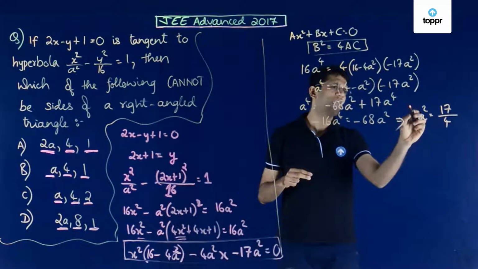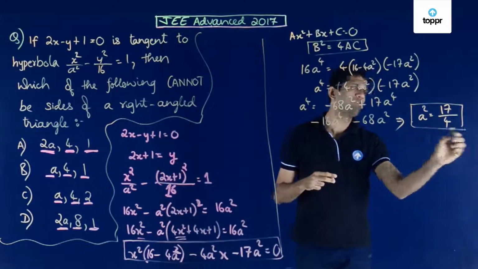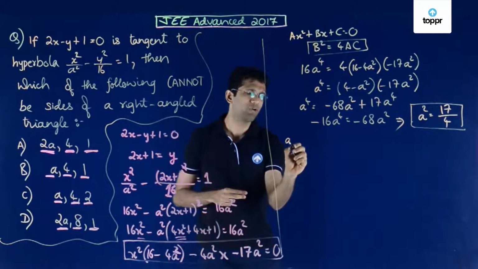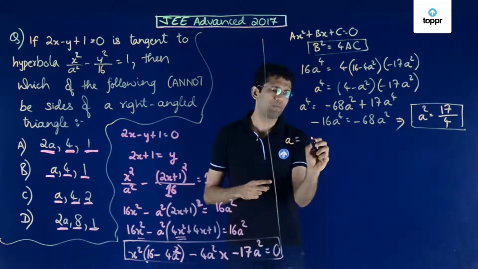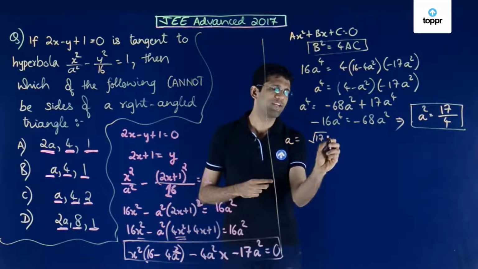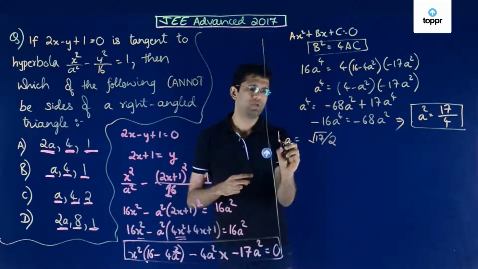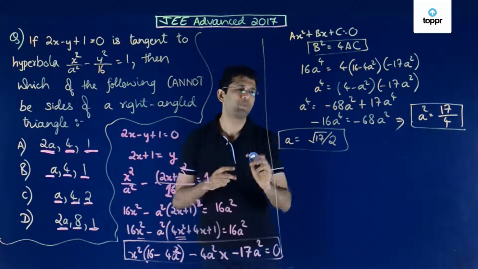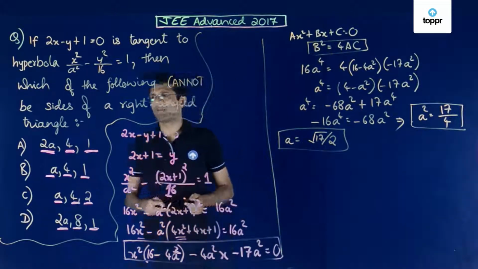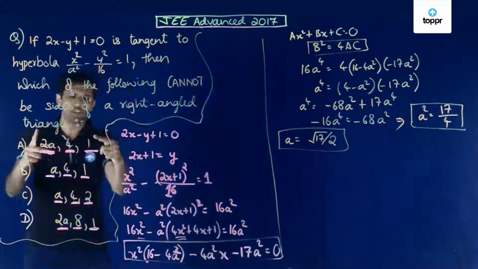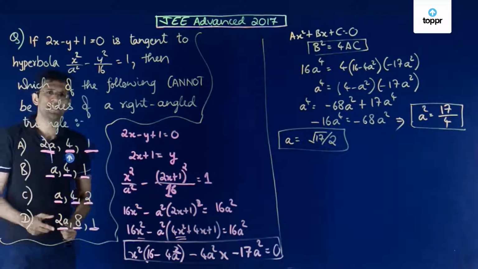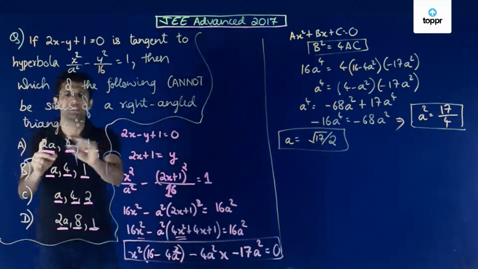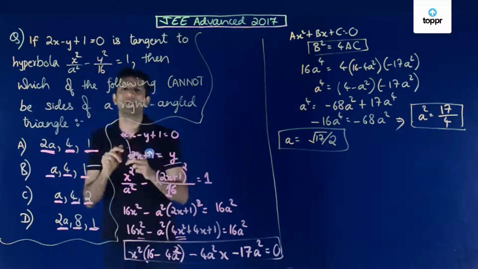So having obtained the value of a square as 17 upon 4, we can now easily deduce that a is under root of 17 upon 4, which becomes under root of 17 divided by 2. So this is the value of a that we have obtained. Now note that we have to check for this value of a, which of these options represents the sides, or rather which of these options does not represent the sides of a right angle triangle.